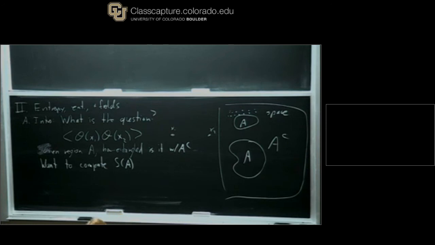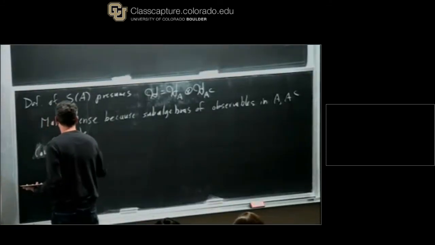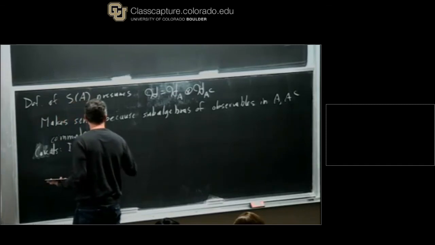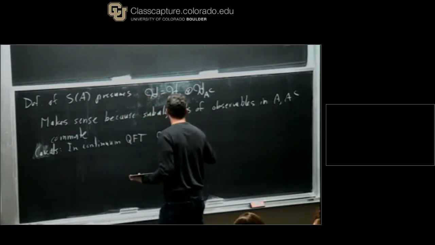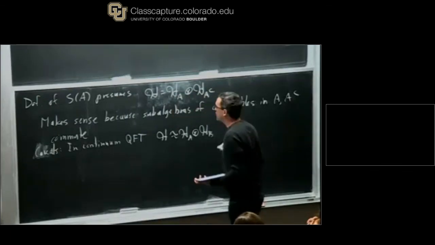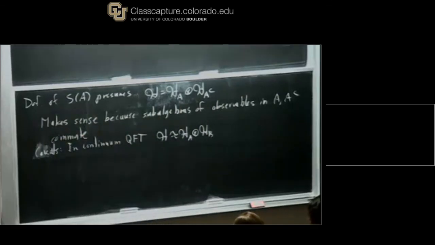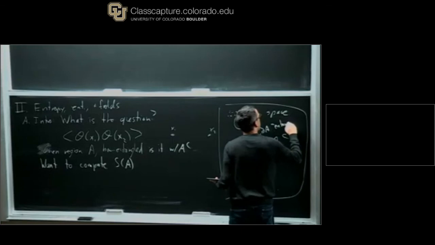Now, if you want to insist on being in continuum quantum field theory, then this is not true. It's only approximately true because of the operators that are on the entangling surface. So the entangling surface is the boundary of A.